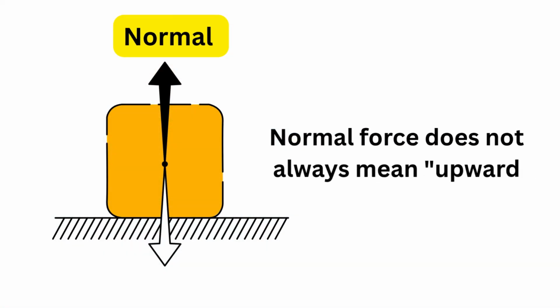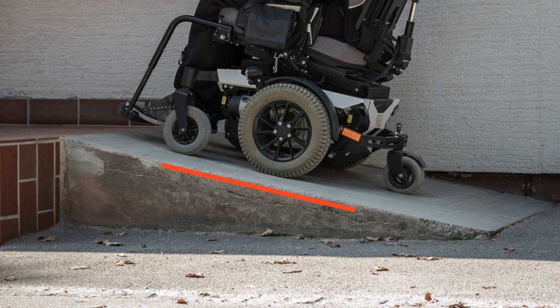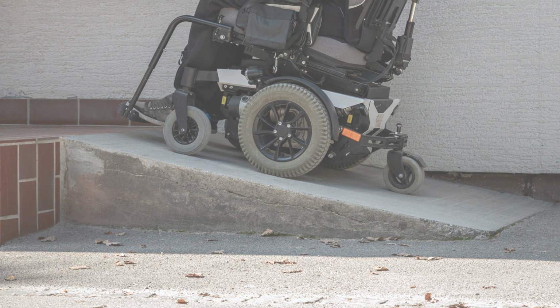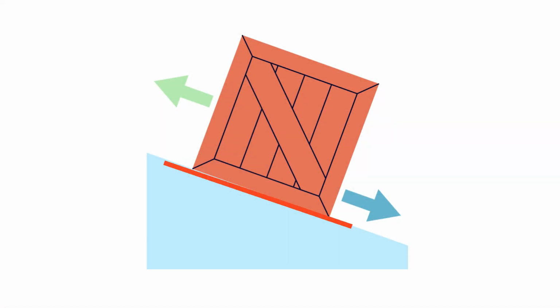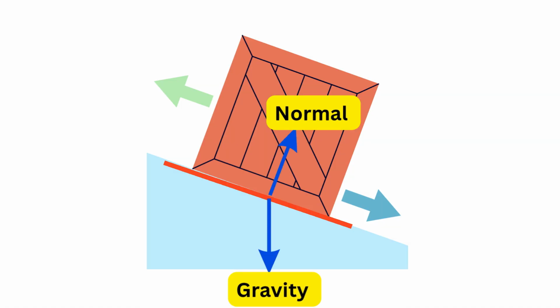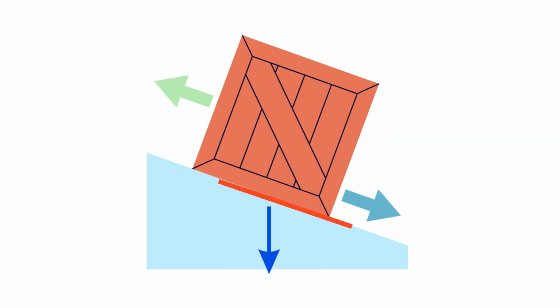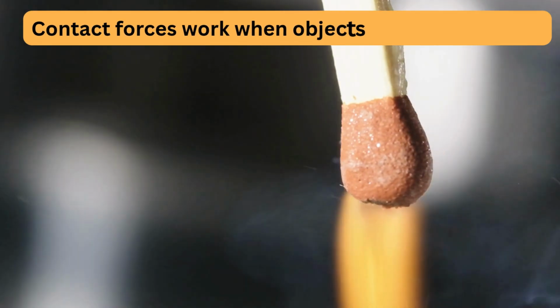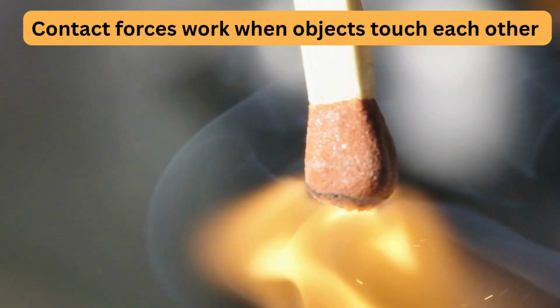Normal force does not always mean upward. It acts perpendicular to the surface. For example, if a box rests against a slanting surface, the surface's normal force pushes the box perpendicularly to the slanting surface. We've seen how contact forces work when objects touch each other.